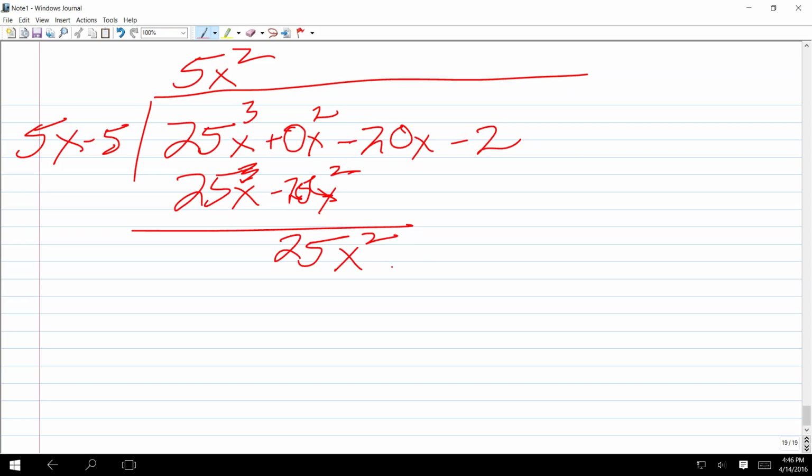Okay, and then you always bring down the next term. And repeat. In other words, at this point, it's just a repetitive process until we get a remainder. So what goes next up top? 5x. Okay.